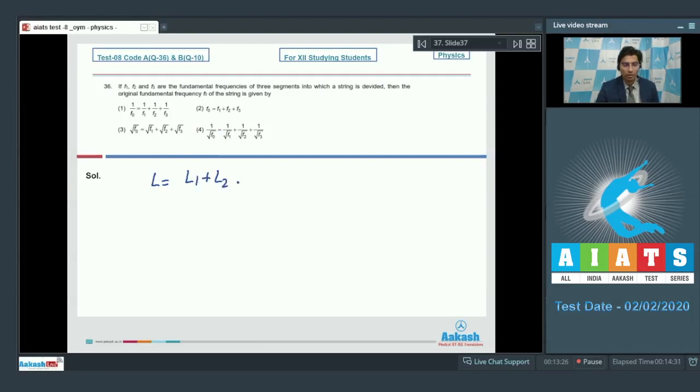Let the lengths of individual components be L1, L2 and L3, then the net length will be addition of these lengths. Now dear students, the frequency can be written as V by 2L. So therefore we can write that length is inversely proportional to the frequencies. Therefore we can write down that 1 by F would be equal to 1 by F1 plus 1 by F2 plus 1 by F3, which makes option number 1 as the correct answer.